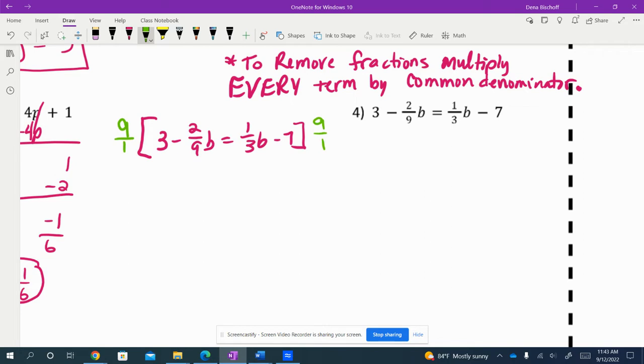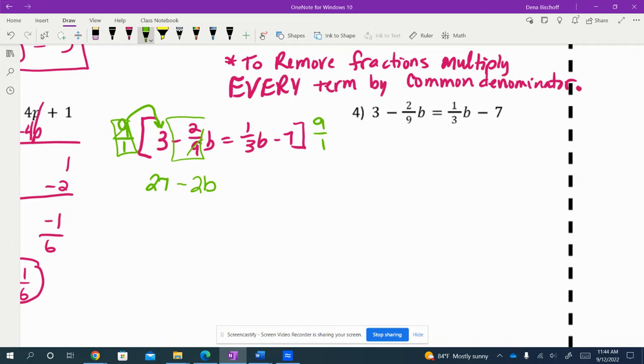So, and I'm going to draw arrows. So 9 times 3 is what? 27. What happens when I take 9 and I multiply it by a -2/9? Well, the 9s do what? They cancel each other out. And -2/1 is the same thing as -2. And it has a b attached to it.